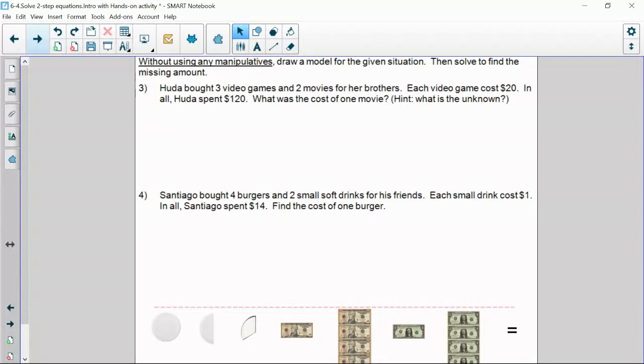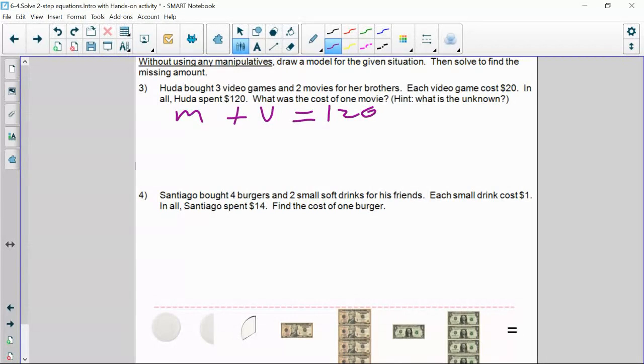Okay, so what did she buy though? Well, she bought some movies. She bought video games. And in all, that was $120. Okay. Each video game was $20. But what's 20 times 3? We know that is 60. Okay, so that means we have to put 60 bucks up, as we think this out. So I'm going to reset 60.